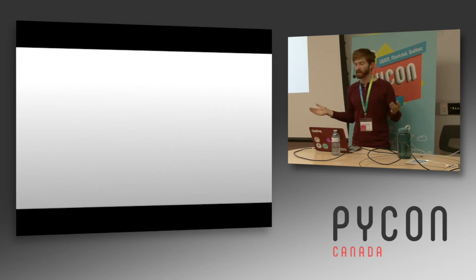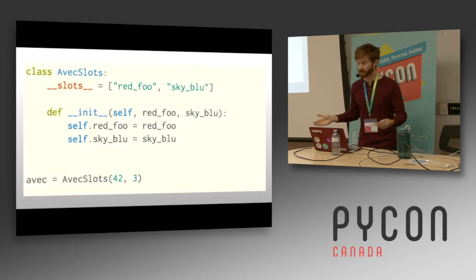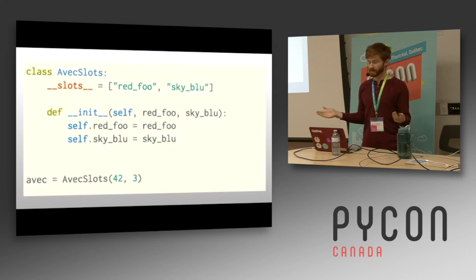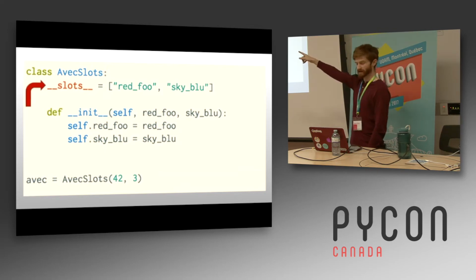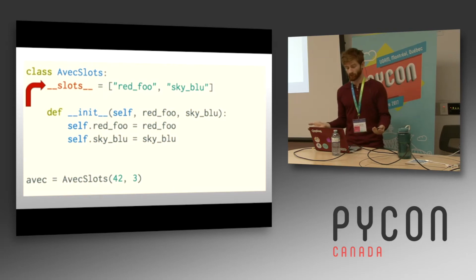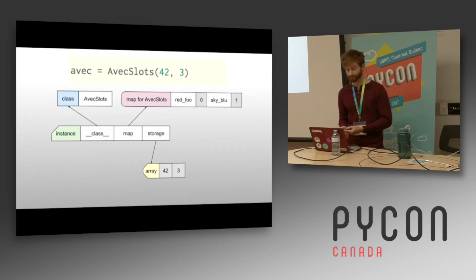Now, let's talk about DunderSlots. Here is our new class of xslots. Xslots is the same as sans-slots with one exception. Xslots has a DunderSlots definition right there. A DunderSlots definition is a class variable that you assign a sequence or an iterable to. Each value in this sequence represents an instance attribute that space will be allocated for.